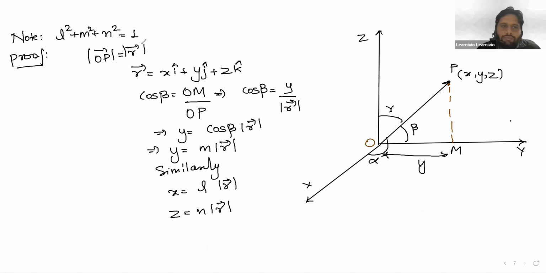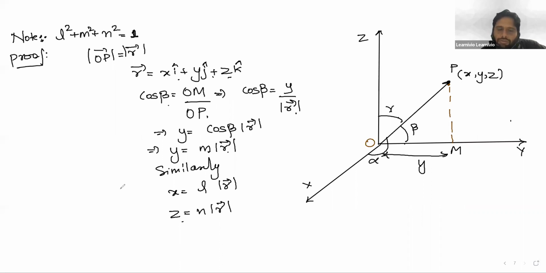I have just written this note: L square plus M square plus N square is equal to 1. I have taken this point as x, y, z, and I have joined the origin with this point. Now we have made this vector r, this is vector r, OP. So r is x i cap plus y j cap plus z k cap. Now cos beta is base by hypotenuse. Base is OM, hypotenuse is OP. So cos beta is y by magnitude of r. Beta is m, so y is m magnitude of r. Similarly, x is equal to L magnitude of r, z is equal to N magnitude of r.